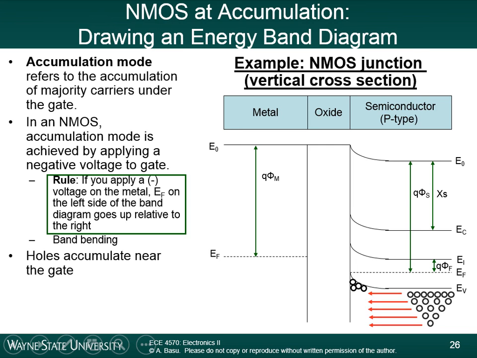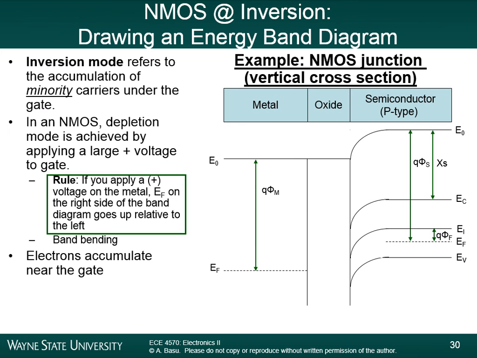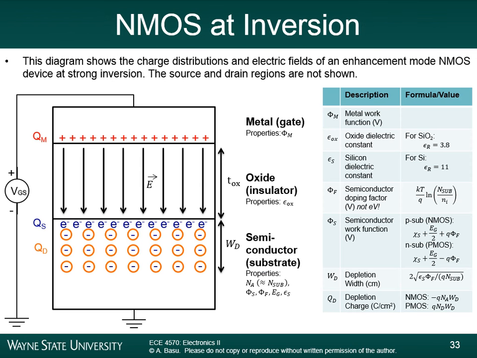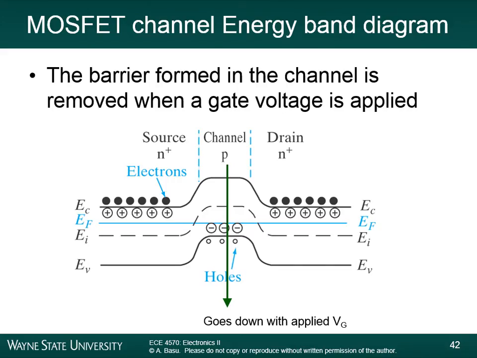So I want you to understand those types of concepts and be able to draw it in the depletion mode and also in the strong inversion mode. So these are the diagrams in the vertical cross-section, going from metal to oxide to semiconductor. Now, we also did the energy band diagrams in the horizontal cross-section. This is going from source to the channel to the drain. This energy band diagram is useful because it allows us to see when the MOSFET will have a conductive channel and when it won't. So looking from the source to the drain, you have an N+ source, a P-type channel, and an N+ drain. So this is what the energy band diagram looks like.